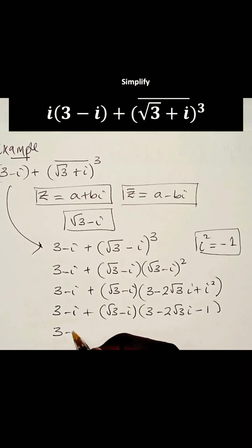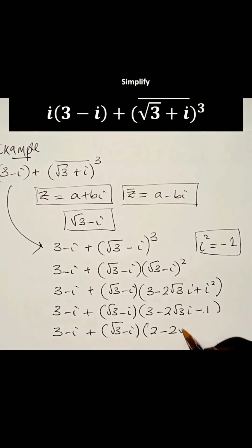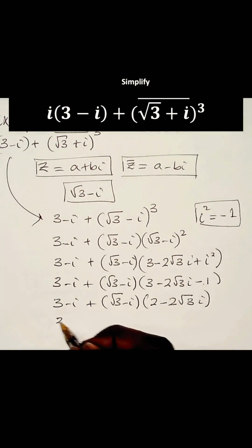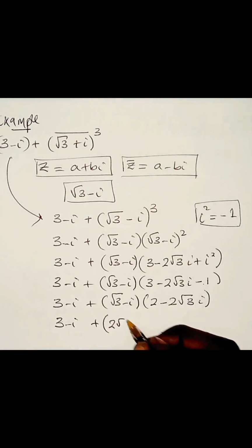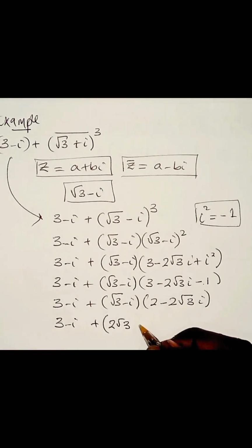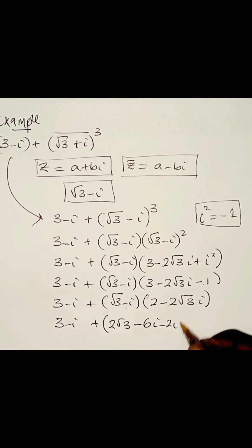And that gives us 3 minus i plus root 3 minus i. 3 minus 1, we get 2. So we have 2 minus 2 root 3 i. Now let's expand what we have. We have 3 minus i plus root 3 times 2, we get 2 root 3. Root 3 times minus 2 root 3 i, we get 6i, so that is minus 6i. Minus i times 2, you get minus 2i.